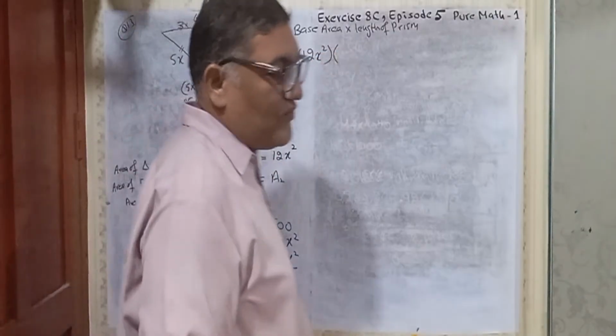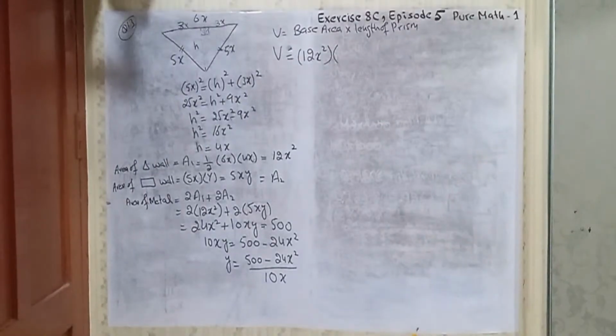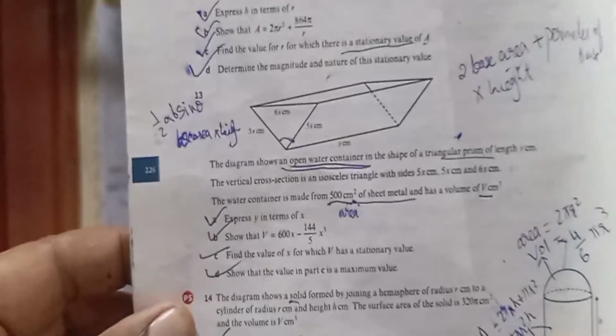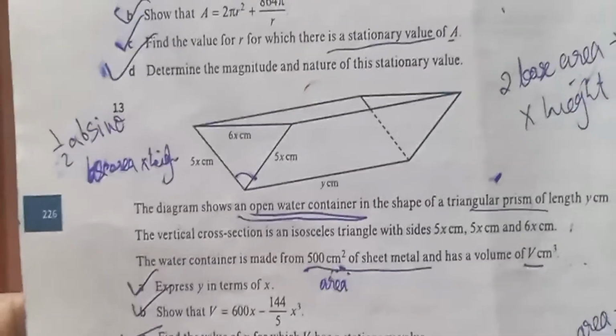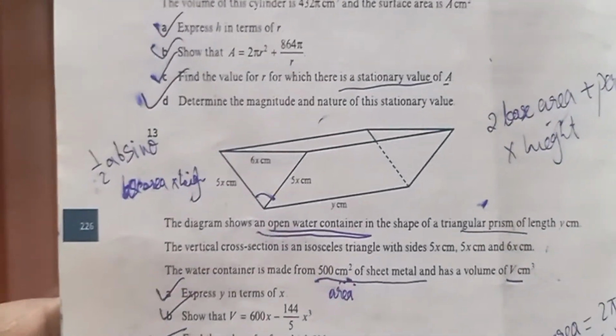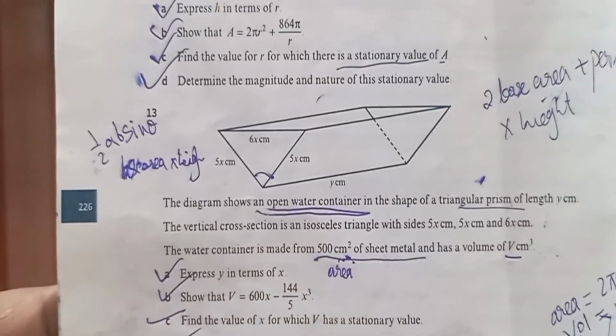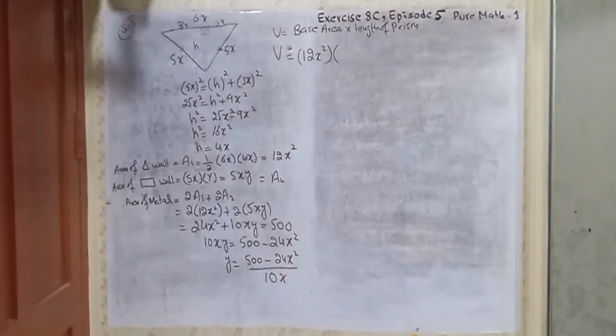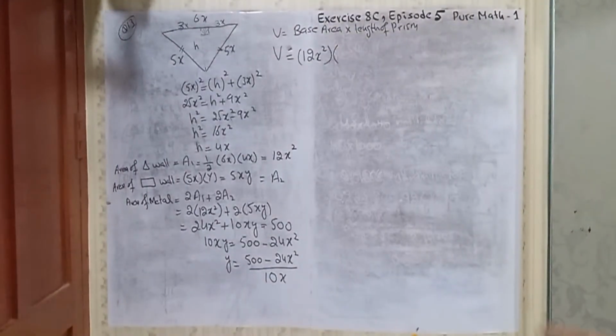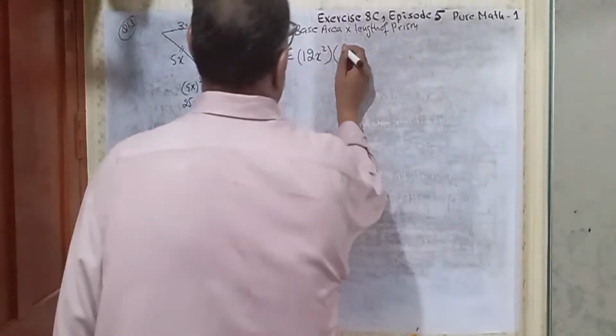And what is the length of the prism? The length of the prism means the length between the two bases. So the triangle is the base. If you look at this diagram, the distance between one triangle and the other triangle is equal to y. So the length of the prism is y. And we have the y in terms of x, so let me write y first.